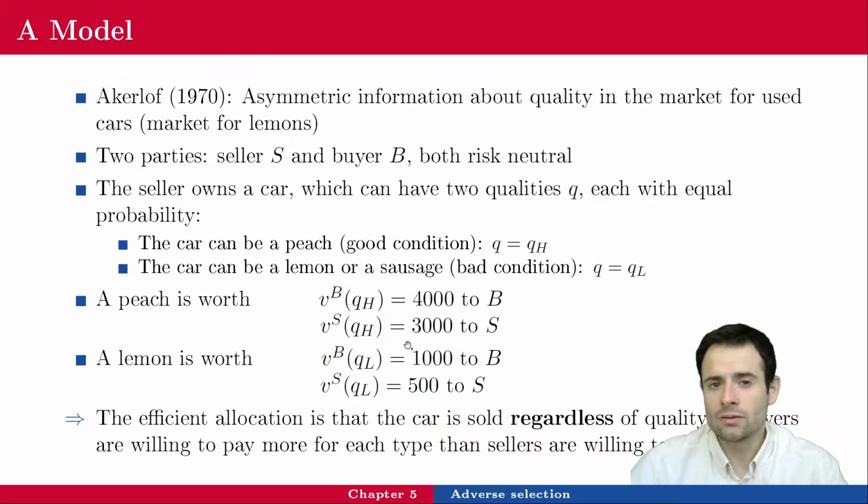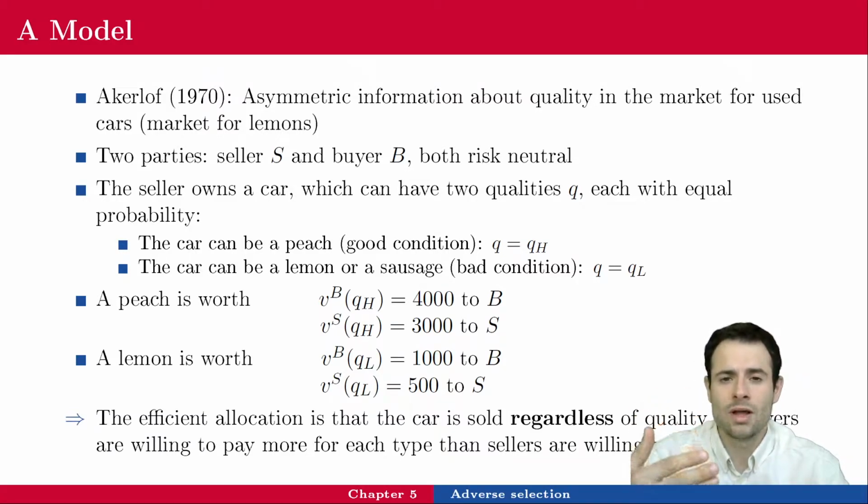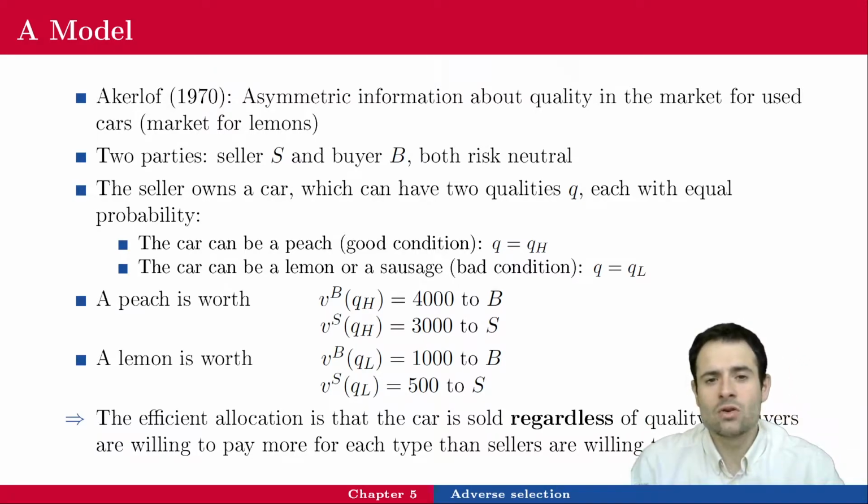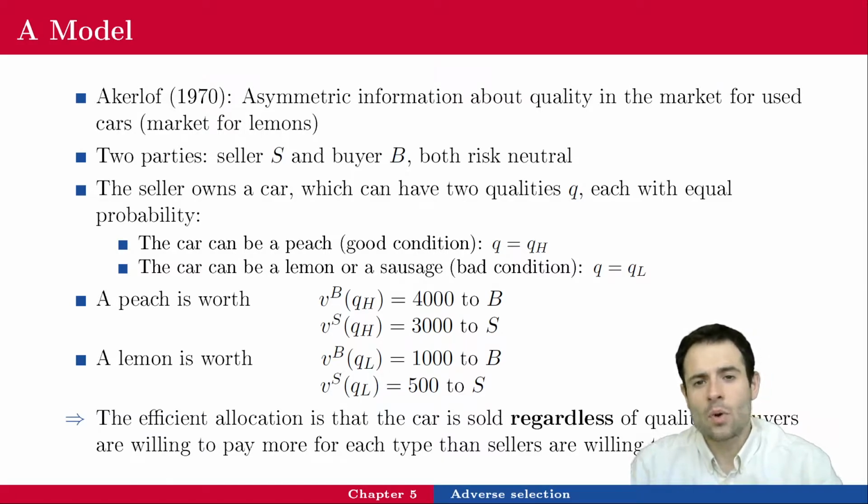Any questions so far? This is just the description of the model. Now we're going to get into the analysis of the model, and we are going to change the information structure. First, we are going to assume that everybody knows the quality of a car. Then we're going to assume that nobody knows the quality of the car. And then finally, we're going to assume that one side of the market knows about the quality of the car and the other side doesn't.